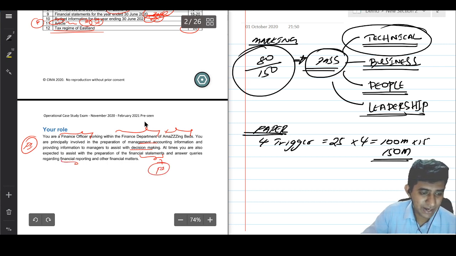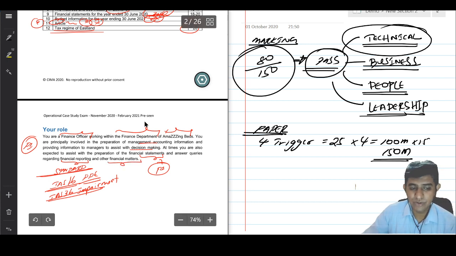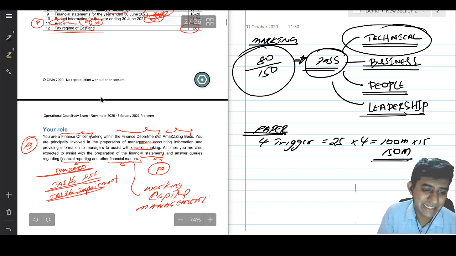Answer queries relating to financial reporting. So students, please be thorough with the accounting standards. Especially, it's a tangible asset company, a manufacturing company. So IAS 16, property, plant and equipment, is a sure topic in this area, students. So just keep in mind. And then we have IAS 36, which is the impairment of assets. Please keep in mind, these are very, very important areas. And also other financial matters, like working capital management. Again, I'm telling you once again and again, please be thorough with the technical area, because the technical area is more important for passing the examination.